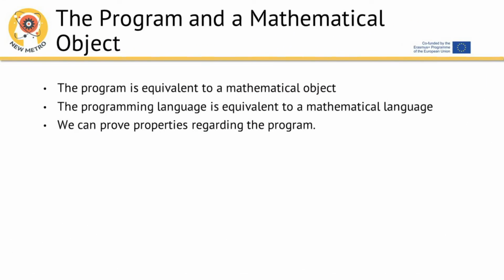The program and a mathematical object. The program is equivalent to a mathematical object. The programming language is equivalent to a mathematical language. We can prove properties regarding the program.